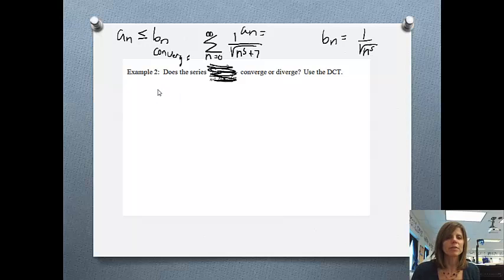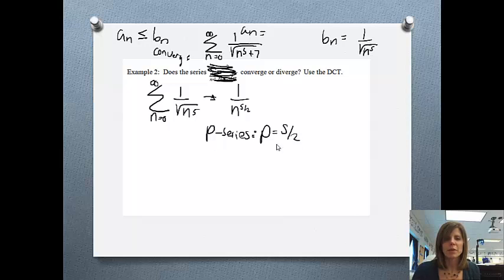All right, so we're going to be finding the series n equals 0 to infinity of 1 over the square root of n to the 5th. And I do notice this is a p-series, but I do need to rewrite it as 1 over n to the 5 halves. So now it's truly a p-series. And in this case, p will equal 5 halves. And I do notice that now p is greater than 1. And if p is greater than 1, this series will converge. So I got lucky. So it does converge.